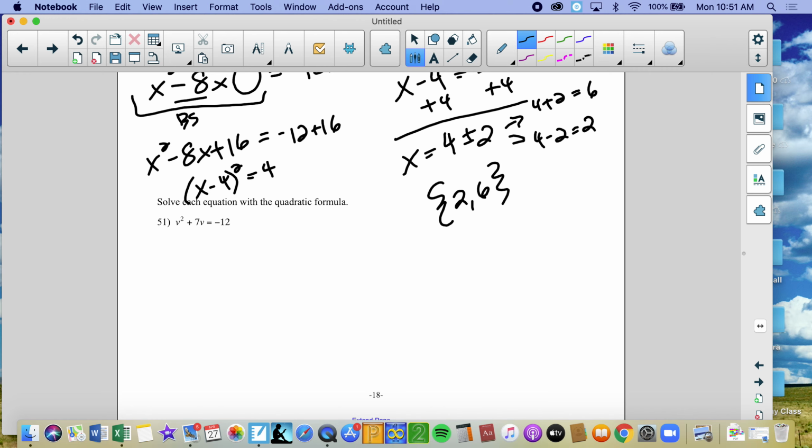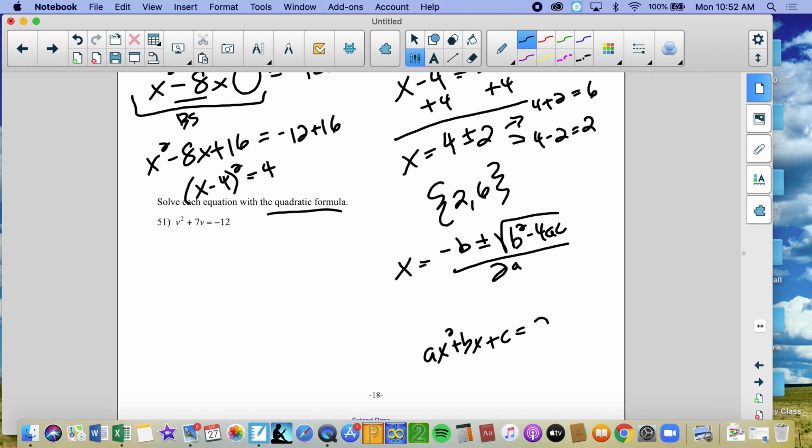So what we can do is use the quadratic formula. The quadratic formula tells me the opposite of b plus or minus the square root of b squared minus 4ac, all over 2a. And we're getting a, b, and c because remember, quadratic equations have that. So we have to set this equal to 0 first. So we have to move that constant to the left to get v squared plus 7v plus 12 equals 0. That means a is equal to 1, b is equal to 7, and c is equal to 12.